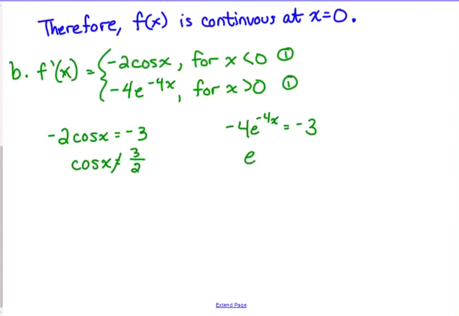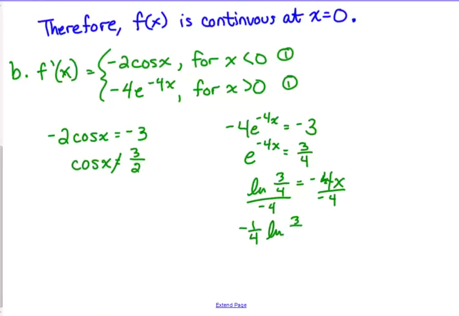Okay. Over here, we can solve this one. So divide by 4, so we get 3/4. Our variable is in the exponent, so we have to write this in log form. So the natural log of 3/4 is equal to -4x. So then we go through and divide by -4 or multiply by -1/4. And that is our value of x.